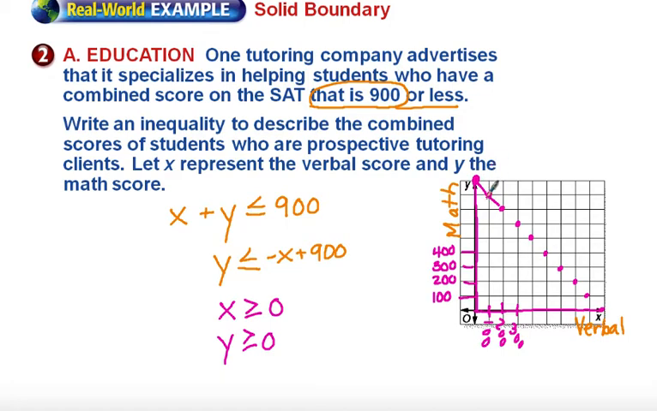Since it's including 900, it's going to be a solid line, and since our y values have to be less, our shading is going to happen in that triangle. So it's below the y is less than or equal to -x plus 900 line, but it's above these two axes. So this is our graph.